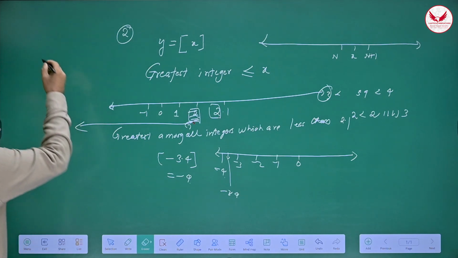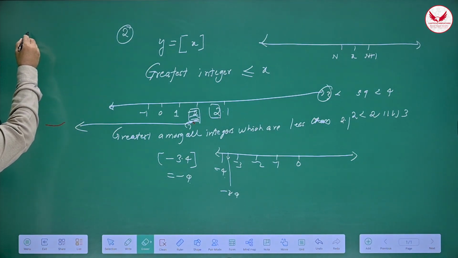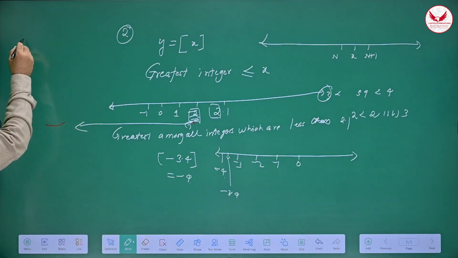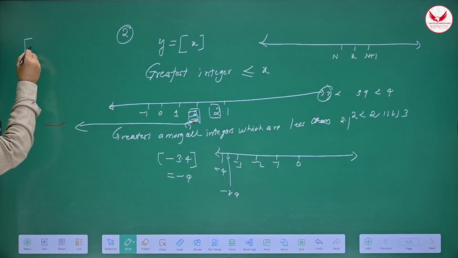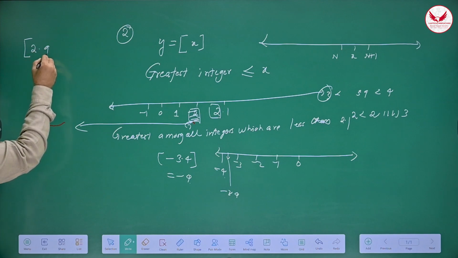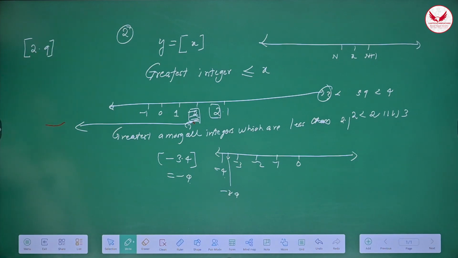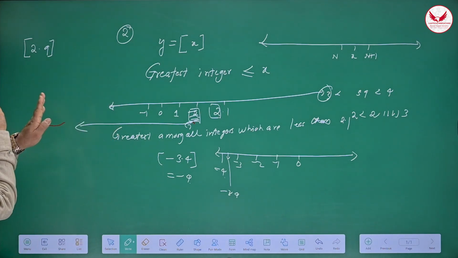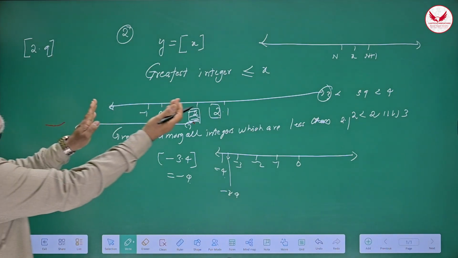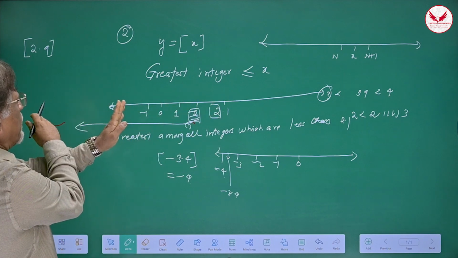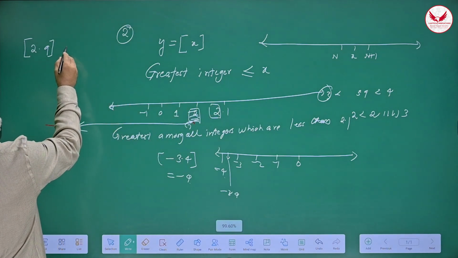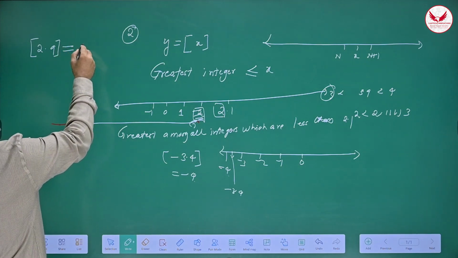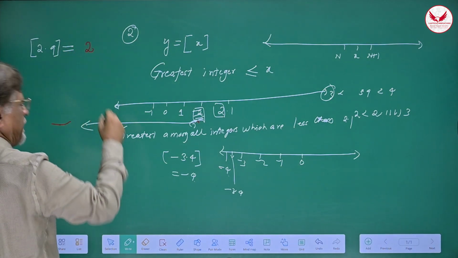Okay? So, for example, if I ask you, what is the greatest integer of 2.9? Now 2.9 lies between 2 and 3. So on the left hand side there is the number 2, on the right hand side there is the number 3. We want to find out the left side. So 2.9 का integer part है 2. Correct?